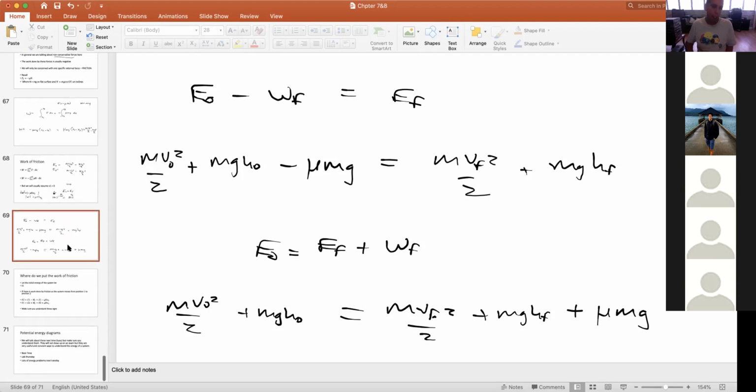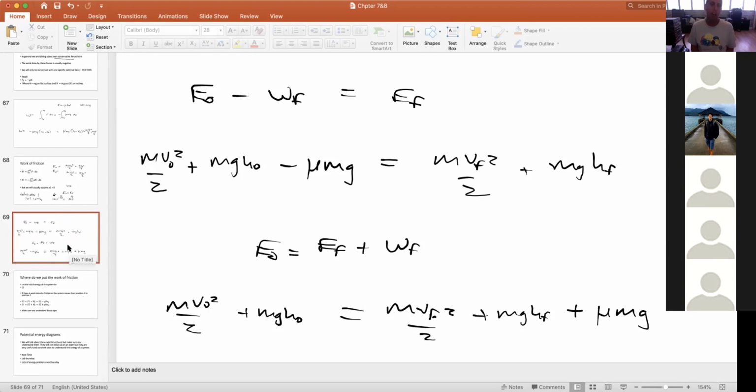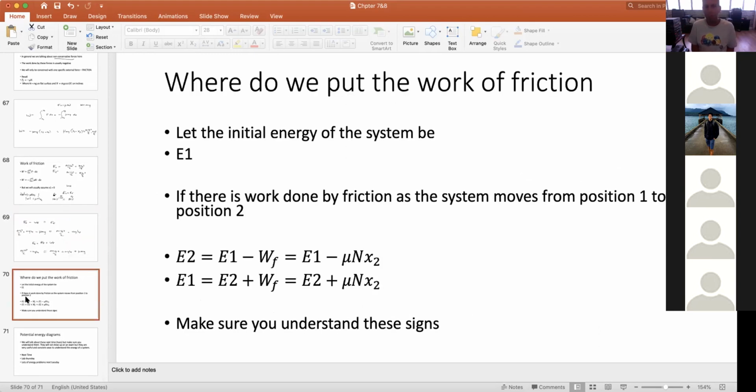So when we add in friction, whenever we have friction, we have to add it. As you can see here, E2 is equal to E1 minus the work of friction, or E1 is equal to E2 plus the work of friction. When I say work of friction here, I mean mu n, not negative mu n. I mean mu n. So E1 minus mu n is equal to the final energy. E1 is equal to the final energy plus mu n. It's a little weird. We'll go through it.